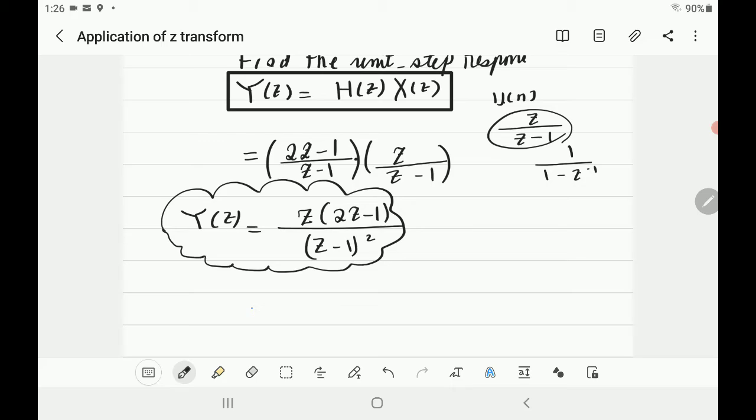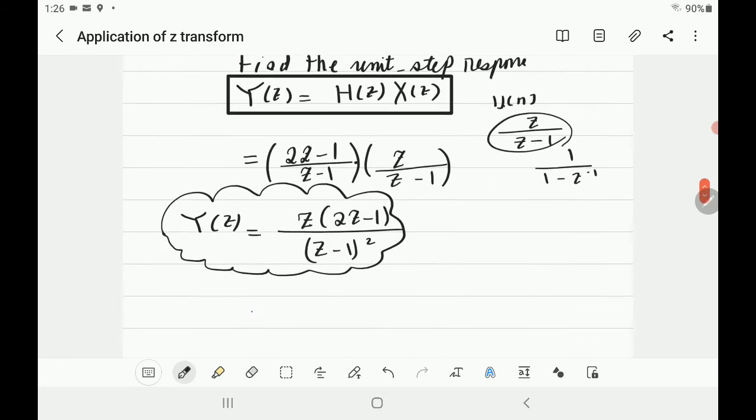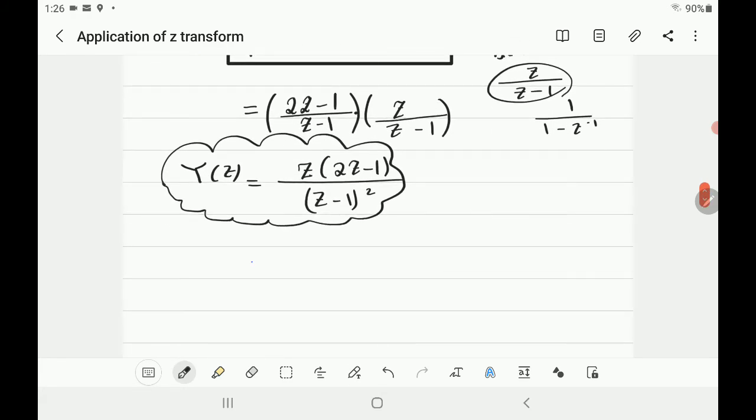Don't think that you got the output that they ask for. They ask for the response. It should be y of n, but you have y of z. What should you do? Just use the inverse z transform. That's all.